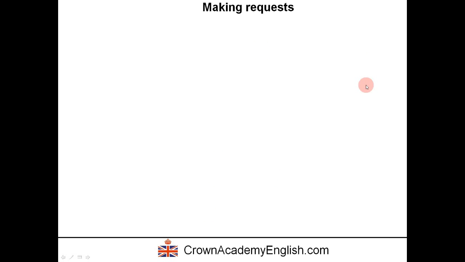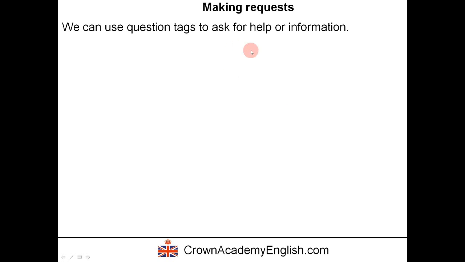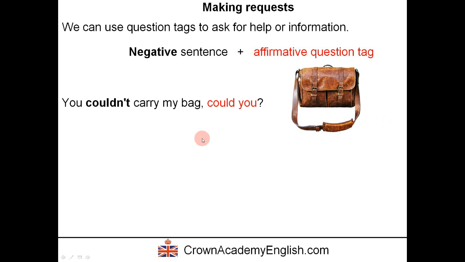Making requests. We can use question tags to ask for help or information. And we use the form negative sentence followed by affirmative question tag. You couldn't carry my bag, could you? You couldn't carry my bag, could you? So here we're asking someone to help us carry our bag. We're asking for help. Notice this part is in the negative, couldn't, and here it is in the affirmative, could.